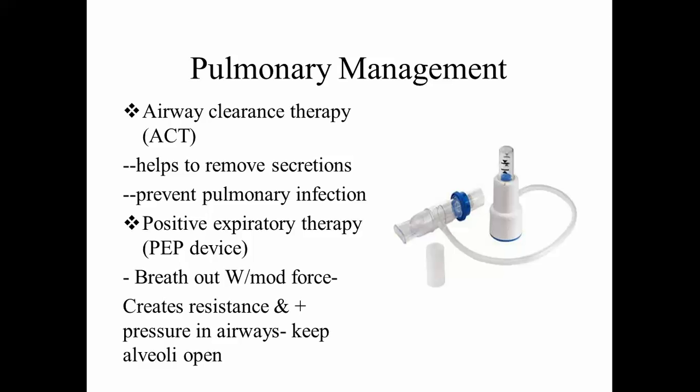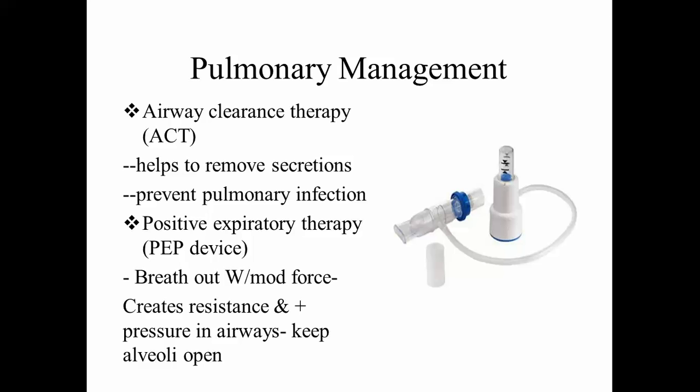All right, so there is airway clearance therapy, because remember the secretions are thick and tenacious, so they need to clear their airways out. Airway clearance therapy, or ACT, helps to remove secretions and prevent pulmonary infections. As you can see here, there's this little device. If you take care of a patient with cystic fibrosis, you'll see this at the bedside, and they should be encouraged to use it at least every 2 hours. So as the nurse, that's what you would do. You encourage them to do it every 2 hours.